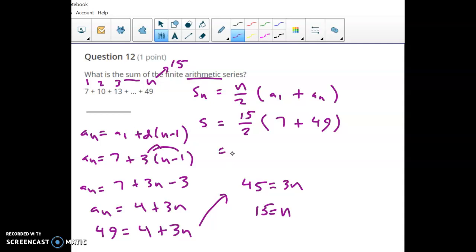So now we just have to crunch away on this. That's going to be 15 divided by 2 times 56. Okay, and then just type that in your calculator and we'll get the sum for all of these terms. So our solution here is 420. 7.5 times 56. And that kind of makes sense. If you think about adding all these together, you can imagine that it'd come out to be about 420. All right, hope that helps.